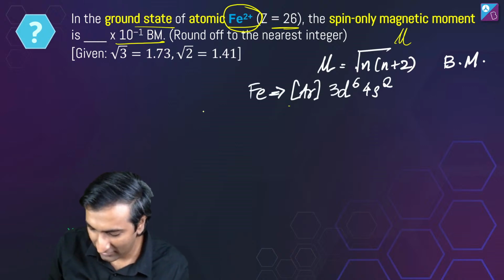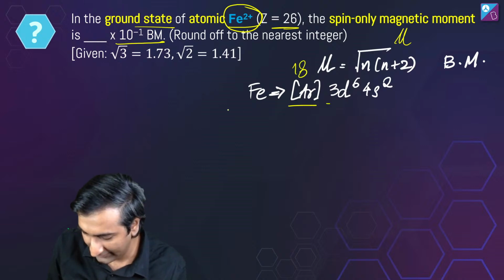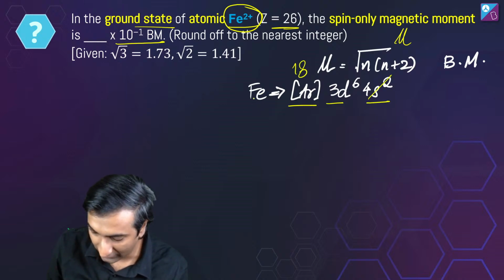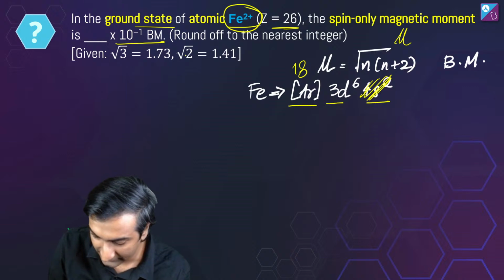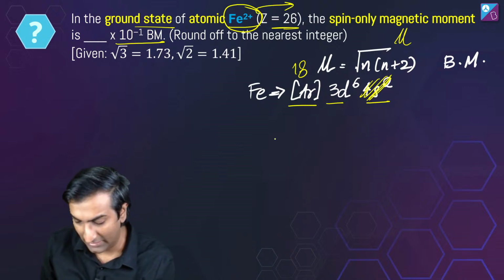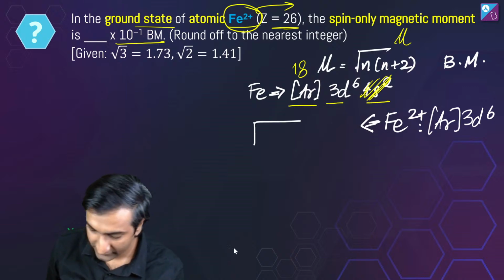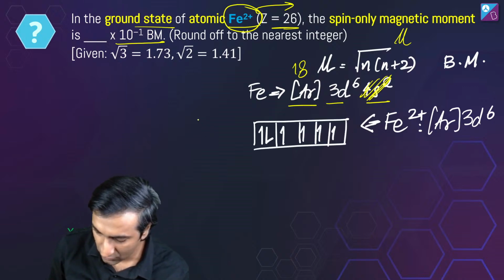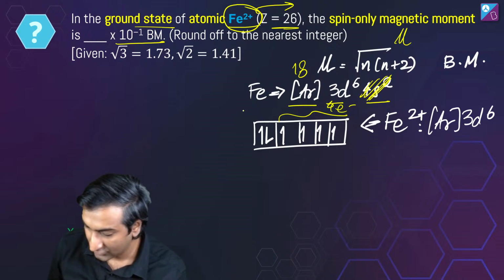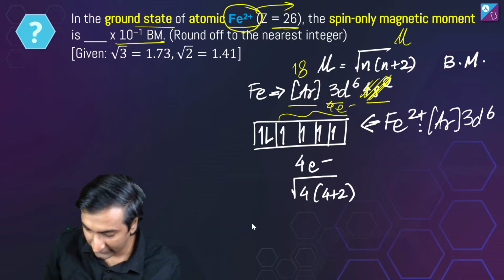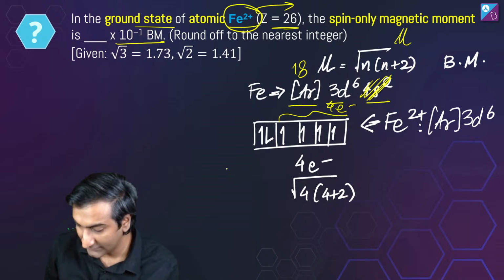So the idea is Fe, argon, which is 18, and then 3d6 and 4s2. This guy goes away because it's a 2 plus ion, right? Even if it doesn't go away, it doesn't matter. It would still be the same because d electrons utne hi hai. So Fe is going to be this, yeah, Fe2 plus, and you draw it. Jaldi se draw karke, you get this to be 4 electrons. Agar 4 electrons mile, to under root of 4 into 6, root 2 root 6 is what you get.